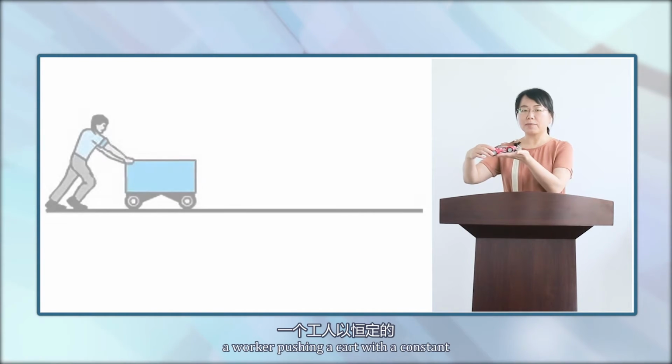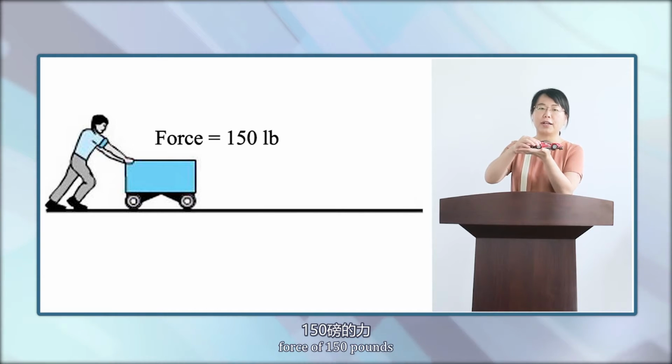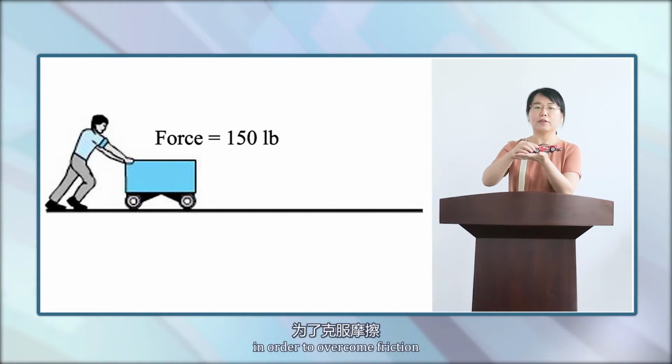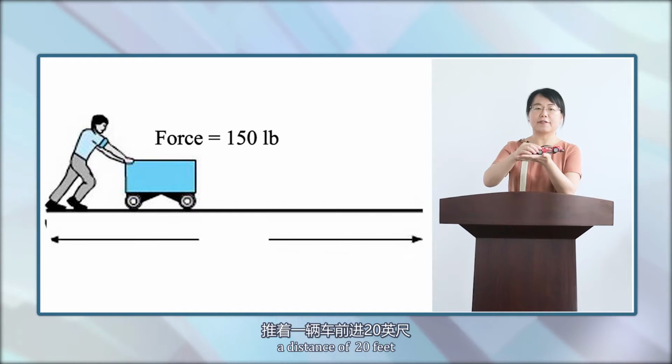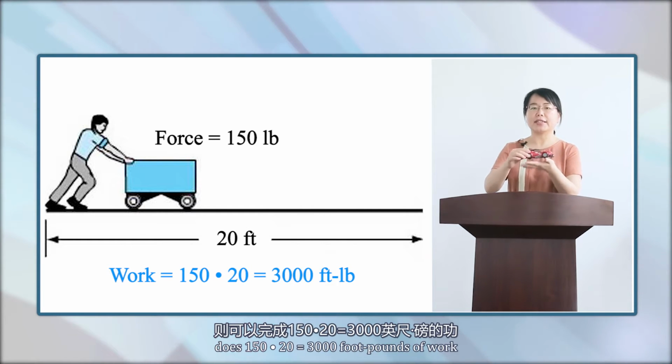Similarly, a worker pushing a cart with a constant force of 150 pounds in order to overcome friction, a distance of 20 feet, does 150 times 20 is equal to 3,000 foot-pounds of work.